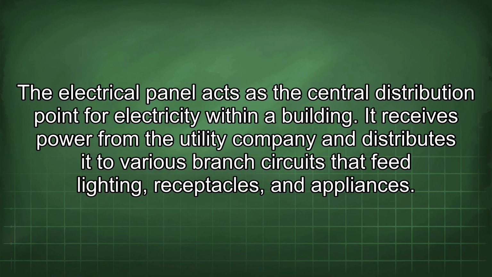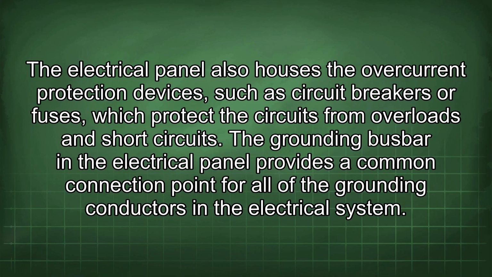It receives power from the utility company and distributes it to various branch circuits that feed lighting, receptacles, and appliances. The electrical panel also houses the overcurrent protection devices, such as circuit breakers or fuses, which protect the circuits from overloads and short circuits. The grounding busbar in the electrical panel provides a common connection point for all of the grounding conductors in the electrical system.